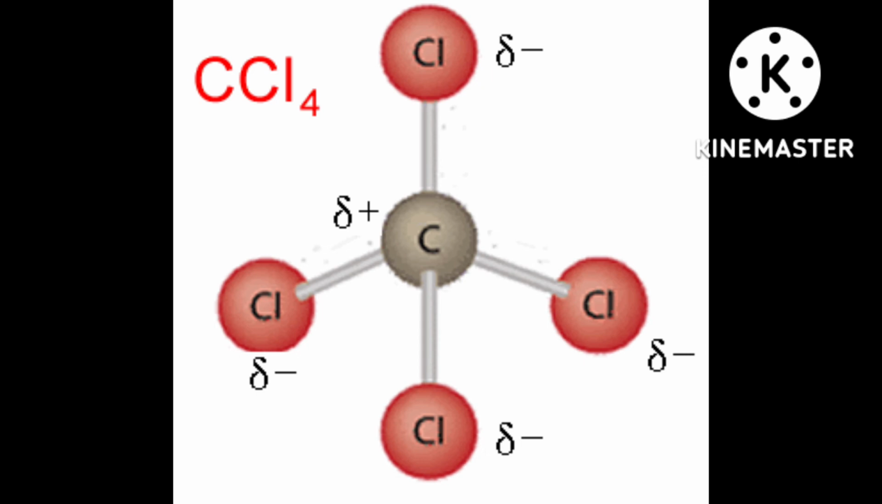Now the last type I am telling you, AB4 type. AB4 type means total 5 atoms are there. A will be in the center and the other four will be surrounding. When one atom is in the center and four are surrounding, it is just like a square.